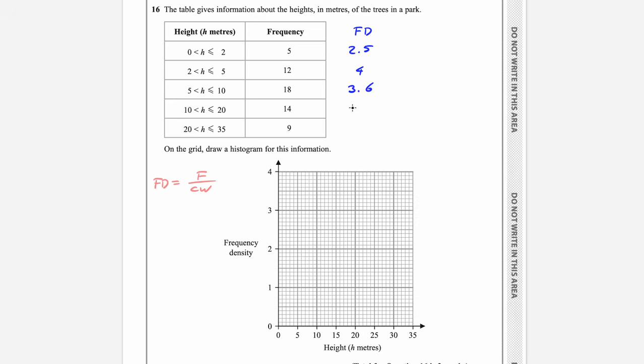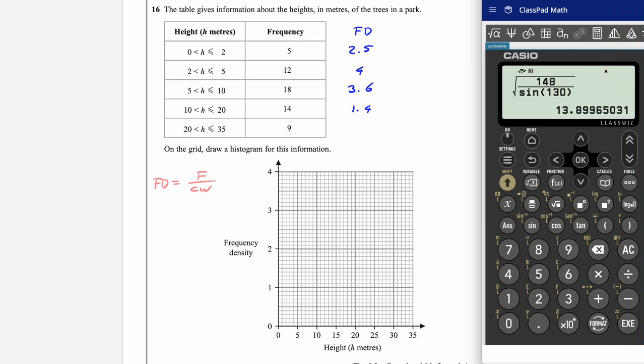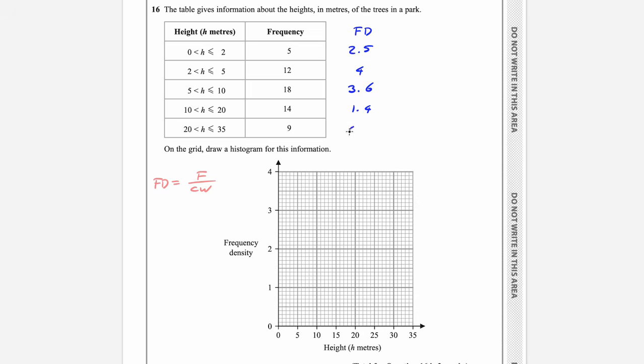14 divided by 10 is 1.4. And 9 divided by 15. 9 divided by 15, guys, I do need my calculator for that. 9 divided by 15 is 3/5. I did not need my calculator for that, guys. That is 0.6. Should have known that. Whatever. 0.6. Okay, so first one, 0 to 2 is 2.5.